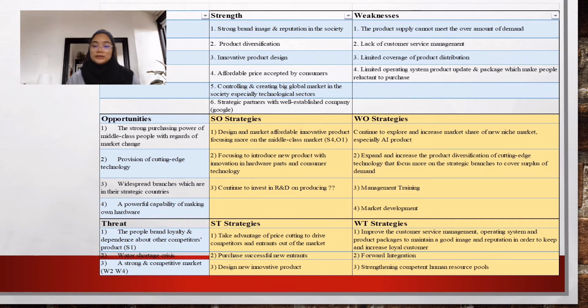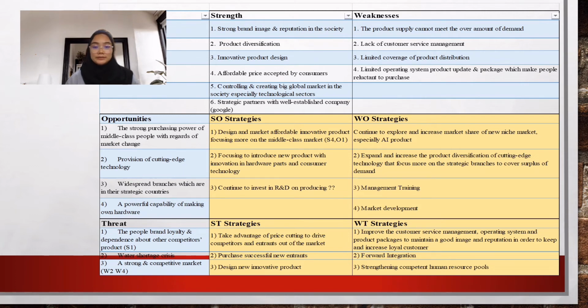As for the second one, WO strategies, the first strategy being suggested is to continue to explore and increase market share of new niche markets, especially AI products. Second, expand and increase the product diversification of cutting edge technology that focuses more on the strategy branches to cover surplus of demand. And third, management training.